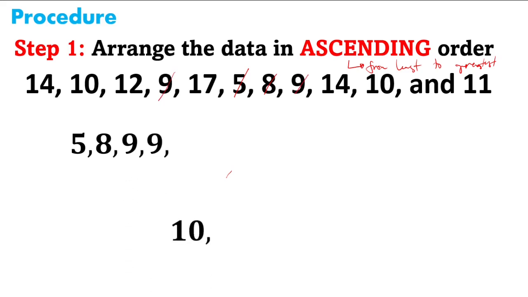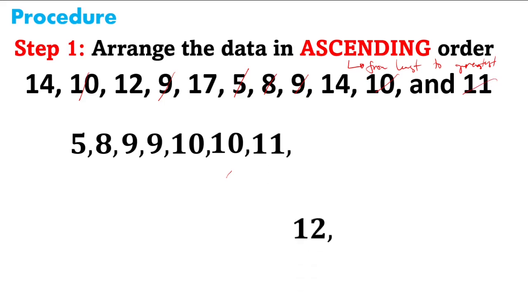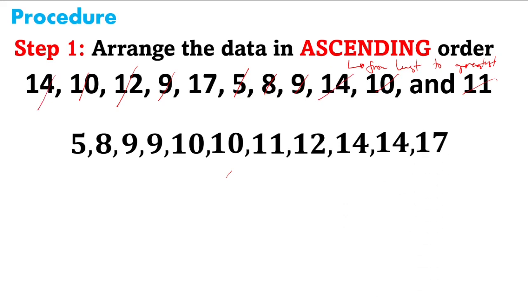And then we have 10 as well, 2 times. We also have 11 once, and we also have 12 once. And we have 14 2 times. And lastly, we have 17. So, arranging the given distribution from 14, 10, 12, 9, 17, 5, 8, 9, 14, 10, and 11, it will now become 5, 8, 9, 9, 10, 10, 11, 12, 14, 14, 17.